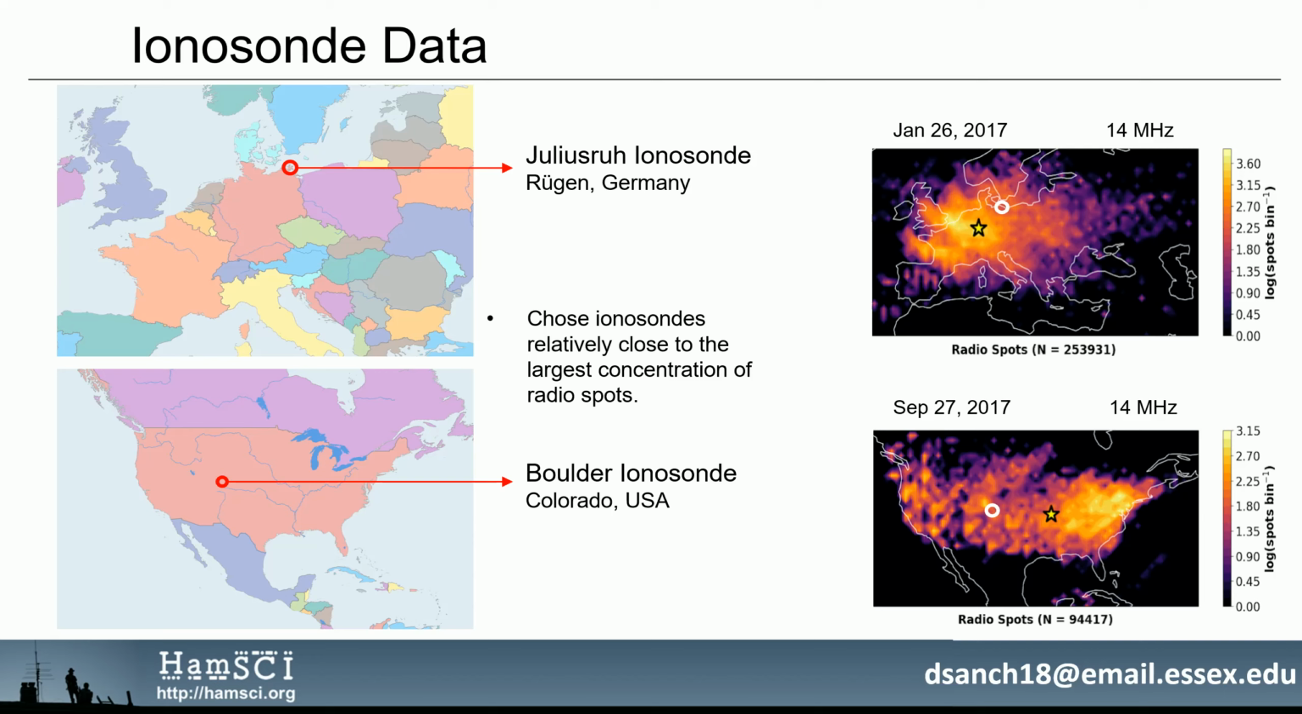Another data source we used to compare with our ham radio histograms was ionosonde foF2 data. We tried finding ionosondes relatively close to the largest concentration of radio spots. For North America, we used Boulder, and for Europe, we used Juliusruh. On the right, we have maps of ham radio spot locations. The yellow star represents the central location relative to the total spots, and the white circle shows us the location of the ionosondes.